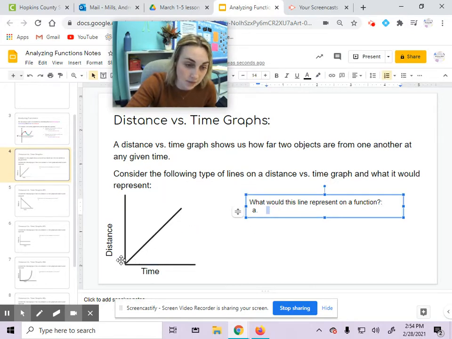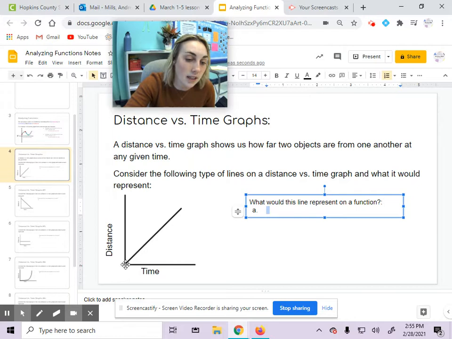Well, if we're looking at it, as we're moving to the right on the x-axis, time is our x-axis, y is our distance. As time increases, our distance also increases. This is a positive slope. So what that means is as time goes on, we are moving farther away from our original starting point.